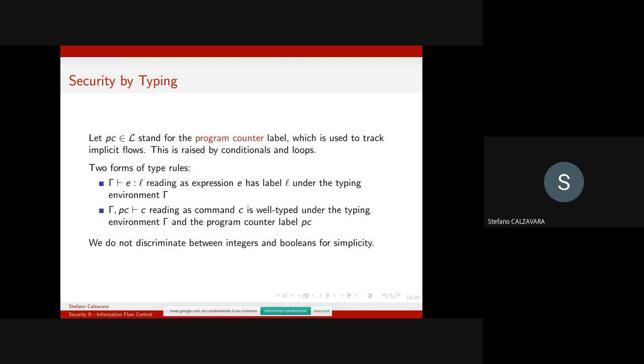For simplicity in the type system we consider, we do not make any discrimination between integers and booleans, so we don't care about type errors coming from the wrong use of values. We are only concerned about implicit flows and explicit flows. And this is just for simplicity, to keep the notation light. It is very easy to extend the type system so that we also include checks over the use of integers and booleans, but this is not particularly interesting for this lecture.